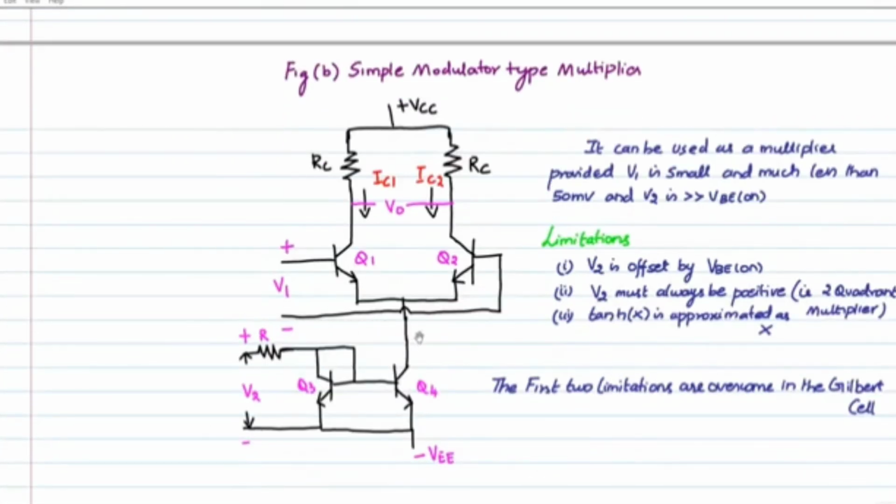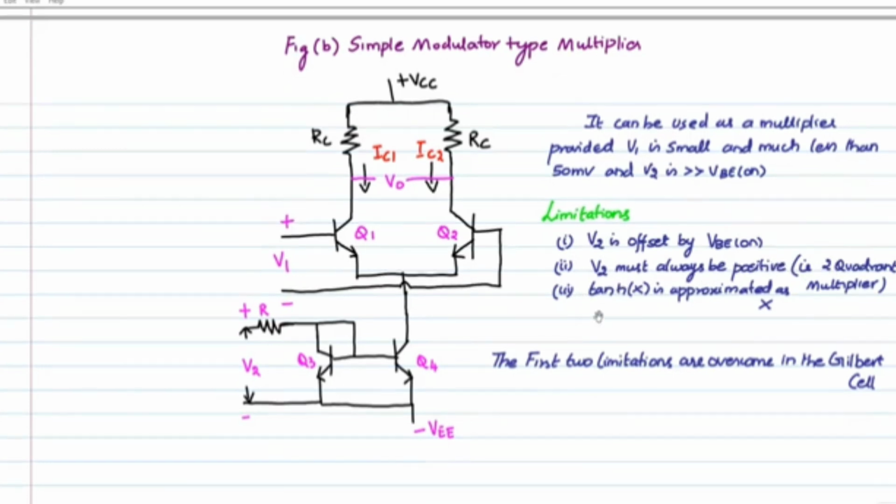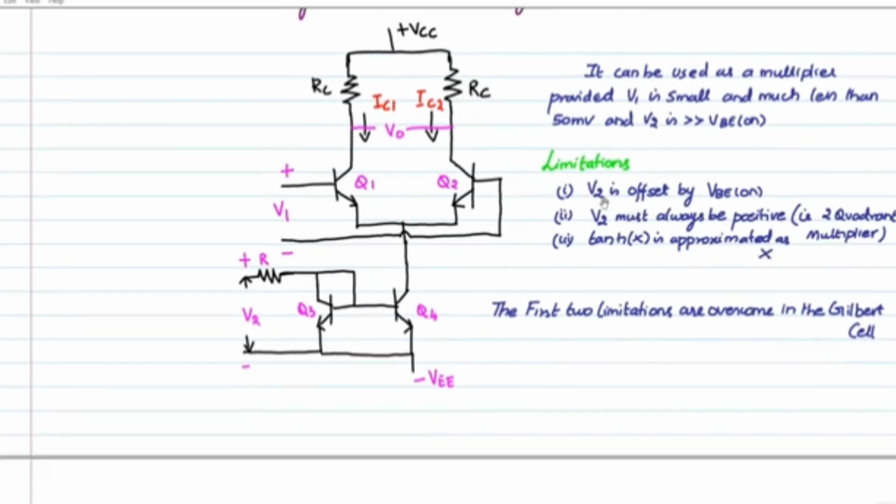So it can be used as a multiplier provided V1 is small and much less than the 50 millivolt and V2 is greater than VB on. So what are the limitations of this one? V2 is offset by VB on, and V2 must be always positive, that is 2 quadrant, and tanh x is approximated as x. So the first two limitations are overcome with the help of the Gilbert multiplier.